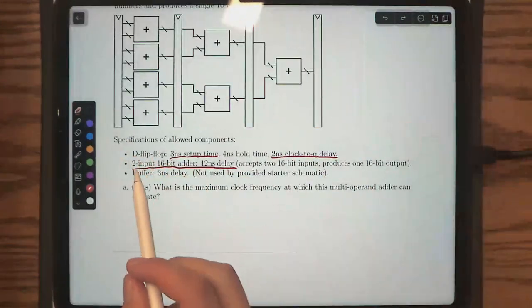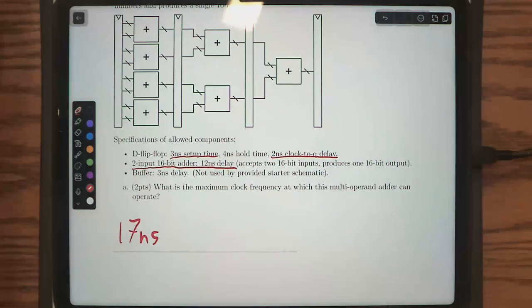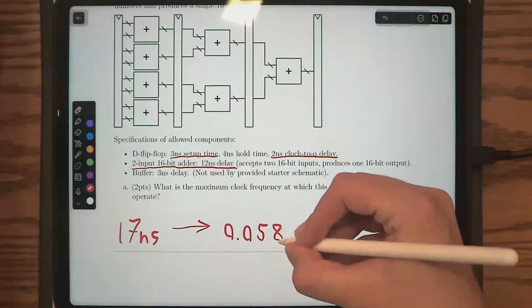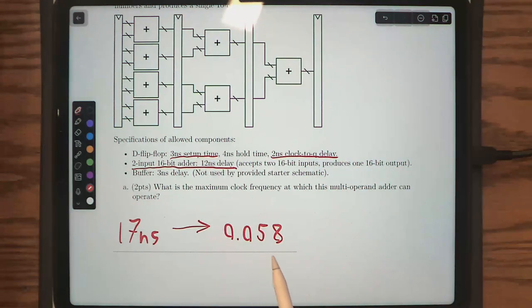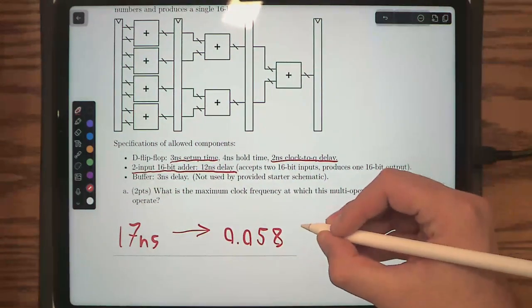Let's quickly add them. That looks like it's 5, so 17 nanoseconds. If we have a 17 nanosecond clock period, how do we convert this into frequency? It's going to be 1 over that. 1 divided by 17 would be 0.058. What units would I put here? If we convert from nanoseconds into a frequency, this would be gigahertz.